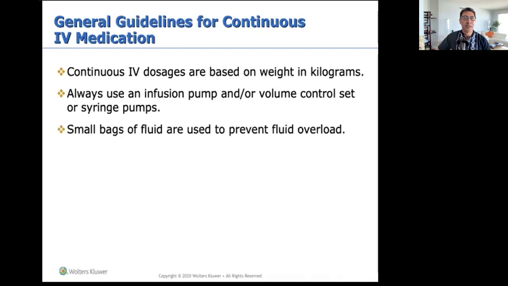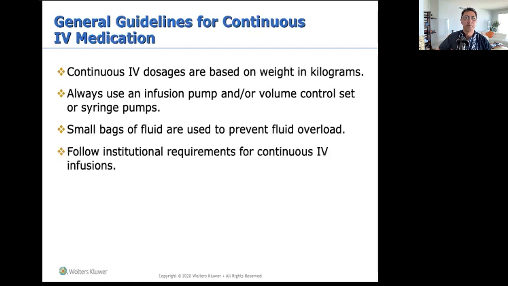Small bags of fluid are used to prevent fluid overload. You will learn about this when you get to Med-Surg 1 about CHFers and your renal patients. We don't want to give them too much fluid, or they're going to be in more trouble than anything. So that's into consideration.